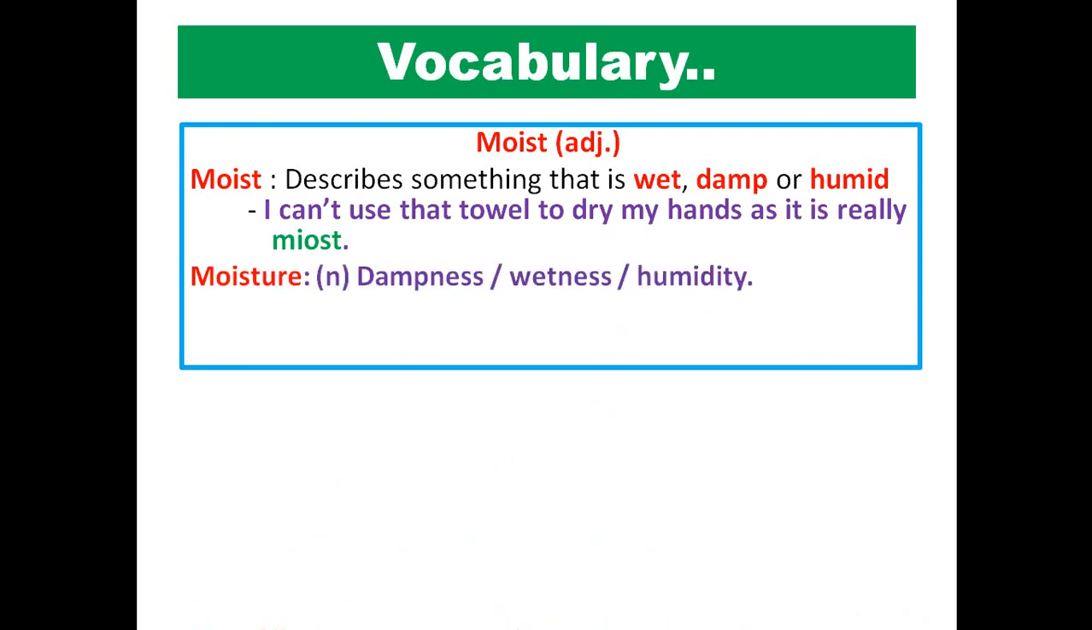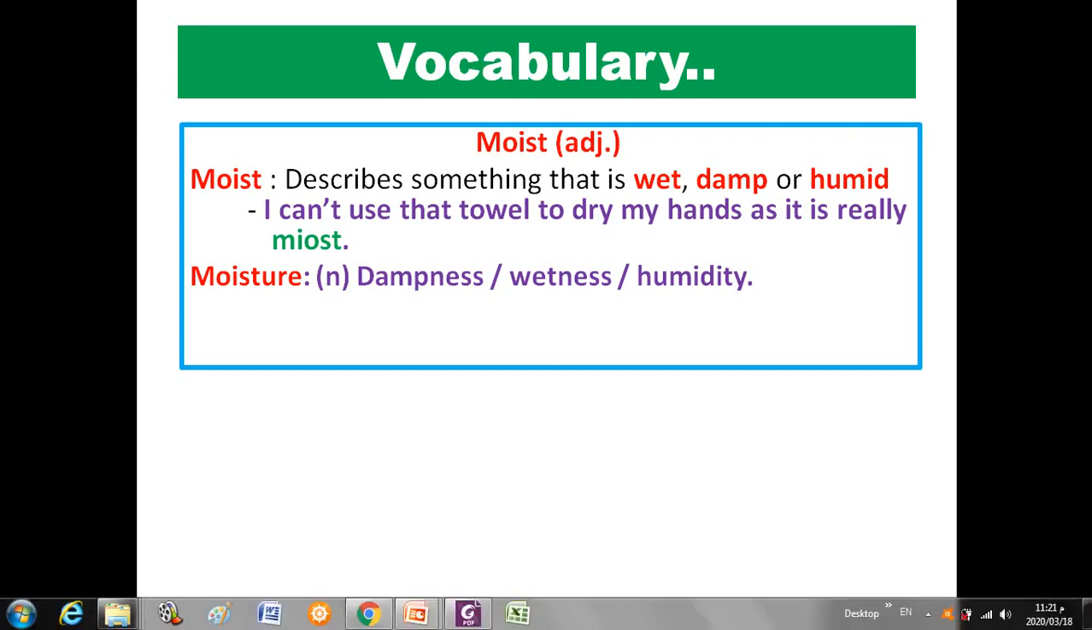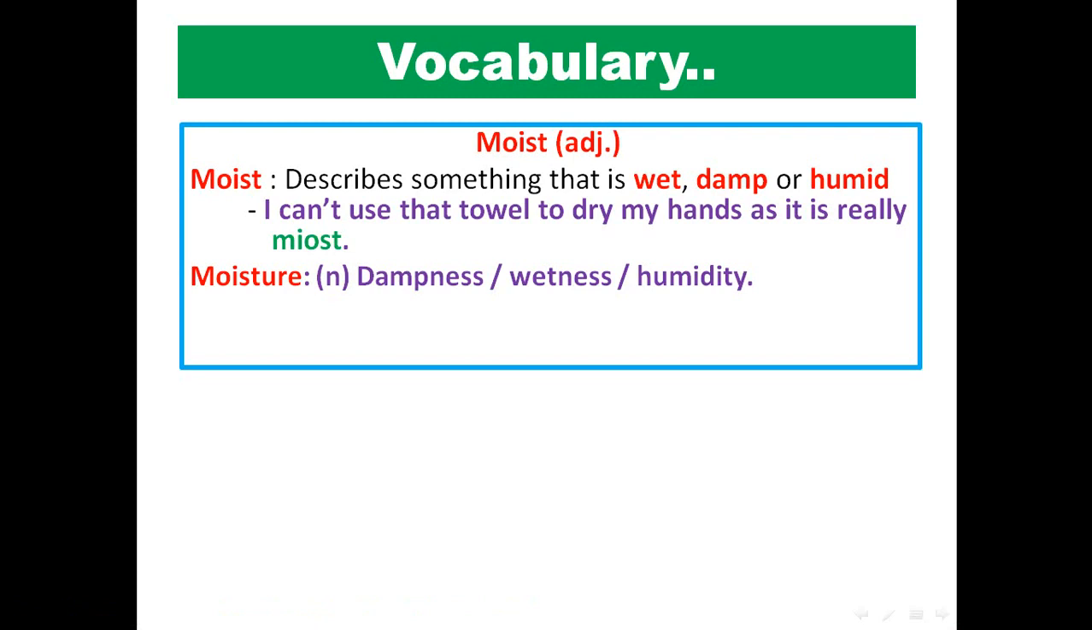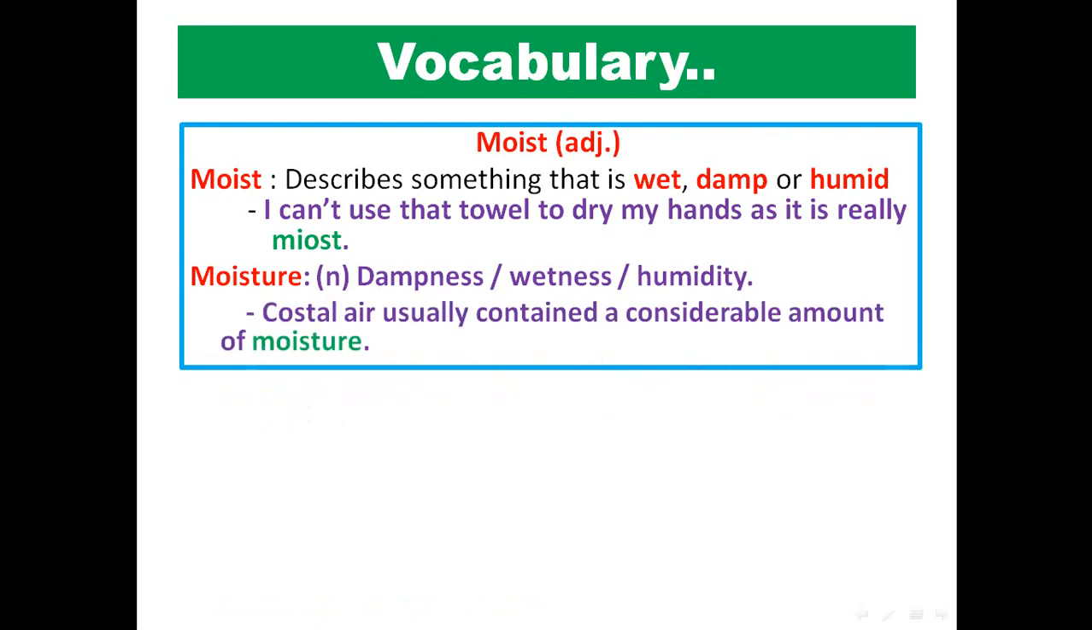The noun from moist is moisture. Moisture means dampness, wetness, or humidity. For example, the coastal air usually contained a considerable amount of moisture. It is pronounced moisture or sometimes moisture.